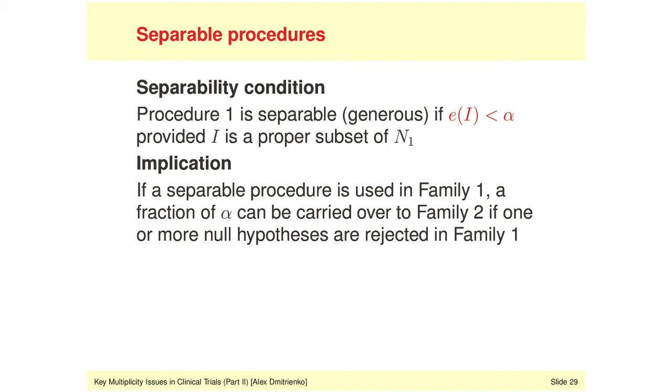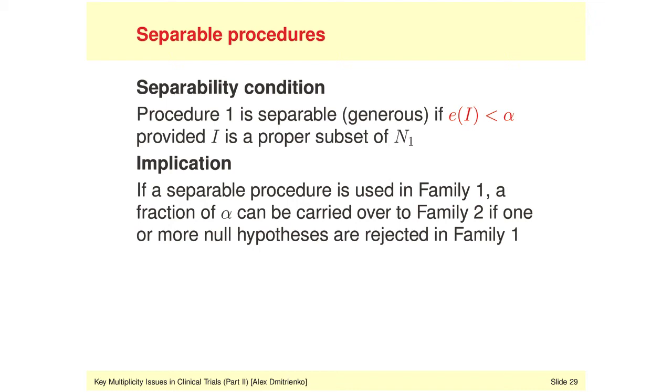We're now ready to give a formal definition of a separable multiple testing procedure. A few slides back, I referred to separable procedures as generous procedures, and now I'll explain why I did that. A separable procedure is said to satisfy the separability condition. This condition states that procedure 1, which is the component procedure used in the primary family, is separable or generous if the error rate function E is strictly less than alpha, provided the index set is a proper subset of the index set N1. It's going to be quite helpful to switch to plain English, using the plain English interpretation of error rate functions. Here's what we have.